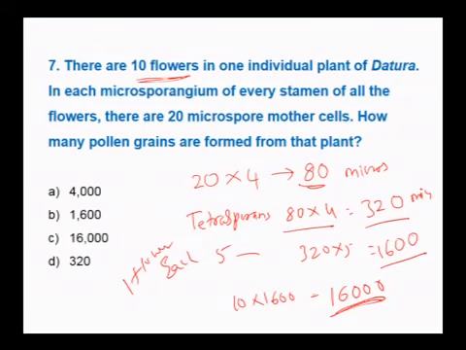If the question is how many gametes, instead of microspores, then again it should be multiplied by 2. So, we will get 32,000 gametes. Therefore, for the given question, the answer is 16,000.